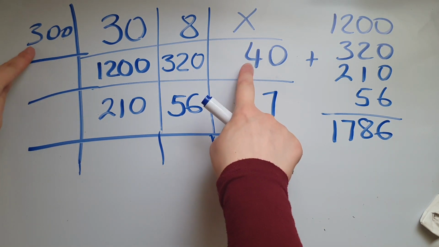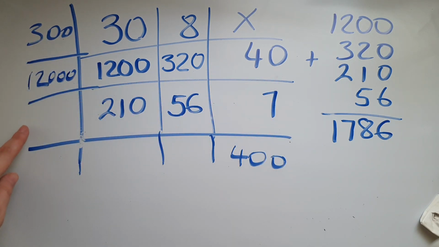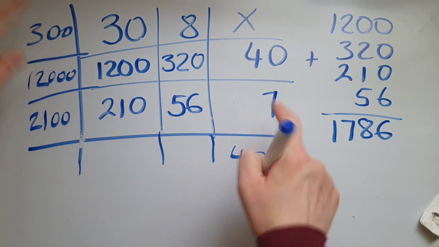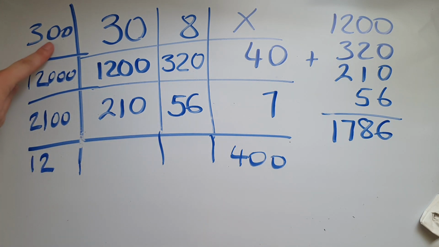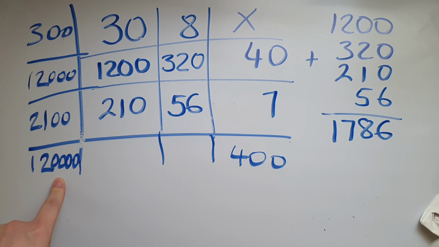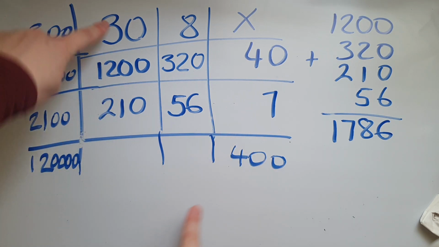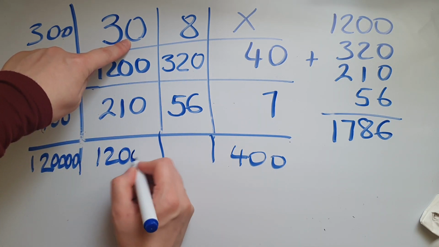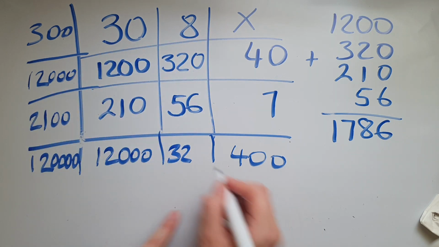So 300 times 40, 3 times 4 is 12, add the 2 zeros and the 0 there gives us 12,000. 300 times 7, 3 times 7 is 21, add in the 2 zeros, this one doesn't have any zeros. Now 300 times 400, 3 times 4 is 12, then we have 2 zeros there and 2 zeros here, so we get 120,000 here. Now 30 times 40 we've done, 30 times 7 we've done, we need to do 30 times 400, so 3 times 4 is 12, add a 0, add another 2 zeros. 8 times 4 is 32, there is no 0 there, we only have 2 here.